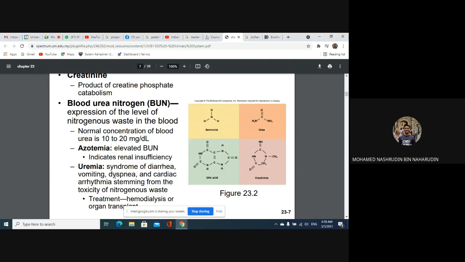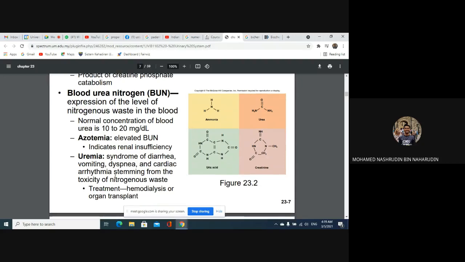Azotemia is elevated BUN. Azotemia is the condition where the blood urea nitrogen is increased, and it indicates renal insufficiency. So it indicates a problem in the renal system, in the kidney, and the kidney doesn't secrete enough renal hormones to get rid of nitrogen. So it's the condition where the kidney doesn't secrete enough.